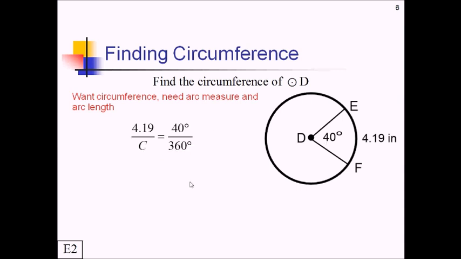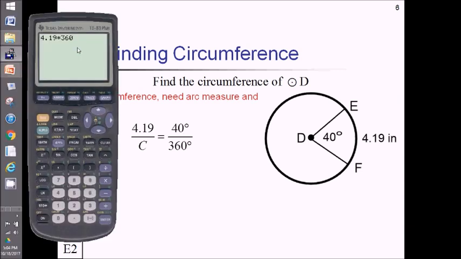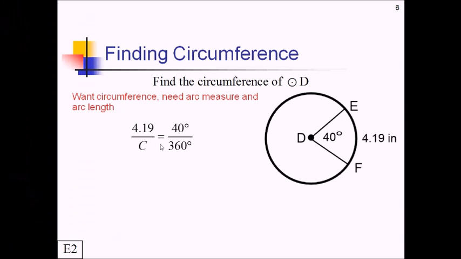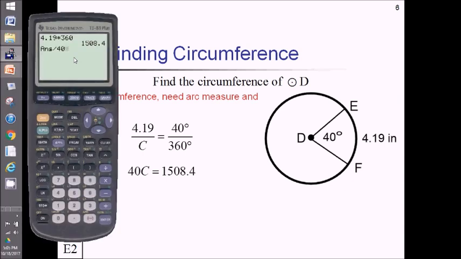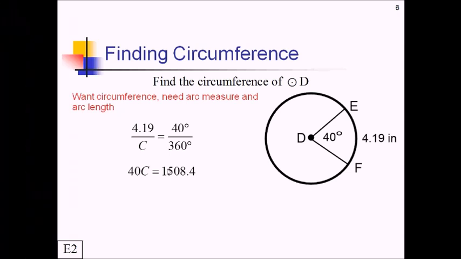Again, we're just using proportions and ratios. So cross-multiplying, we've got 40C equals whatever these two things multiply out to, calculator time. So 4.19 times 360 is 1508.4. And then I have to divide that by 40, so let's do that now. So I just press divided by 40, and it does answer divided by 40, which comes out to 37.71. What's our units? Inches.